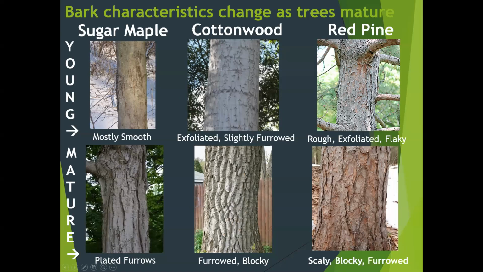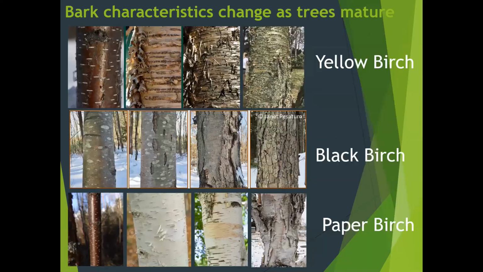And our next slide will be birches. Bark characteristics change as they mature as well, but birches all look kind of similar as they start to grow as saplings and seedlings. They all have a shiny, reddish, copperish brown bark, and they all have these visible horizontal lenticels. Again, those are just pores that develop on the bark for the bark to exchange gases with the atmosphere.